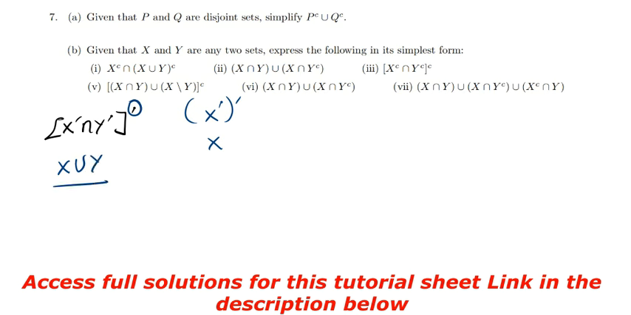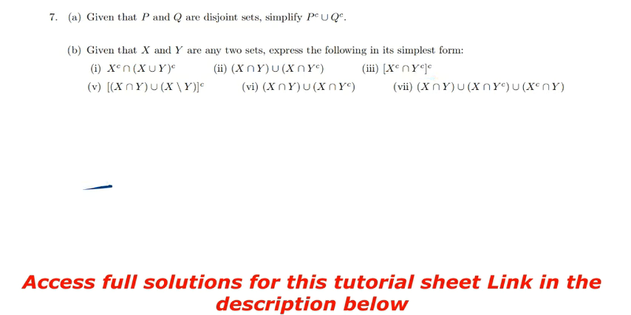So this is the final result. You cannot reduce this one further. It simply means just add the elements in X as well as in Y. So that's what this set is all about. This is the final result you would have simplified. So it's very simple.